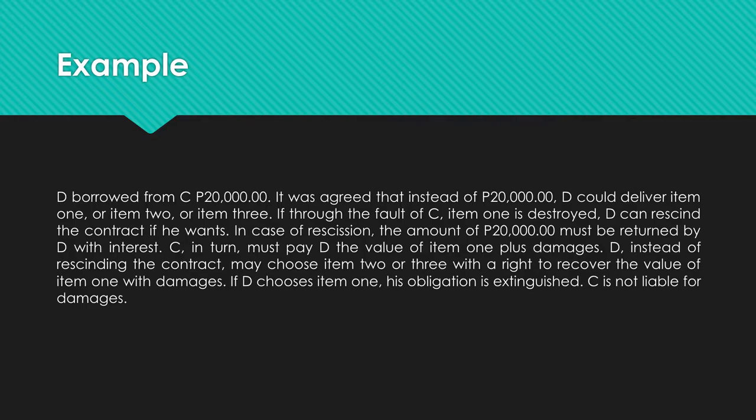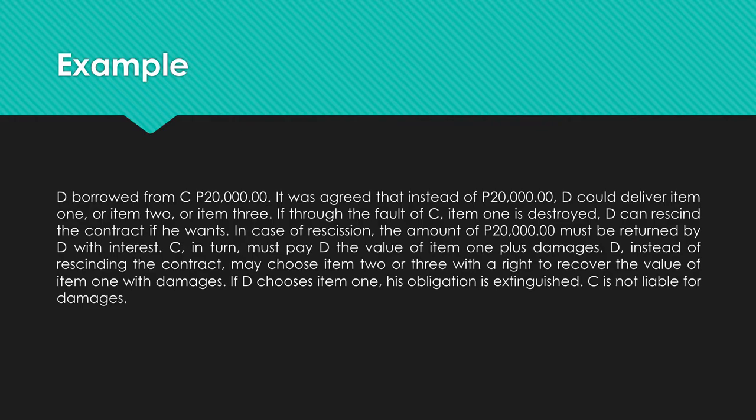D, instead of rescinding the contract, may choose item 2 or 3 with a right to recover the value of item 1 with damages. If D chooses item 1, his obligation is extinguished. C is not liable for damages.